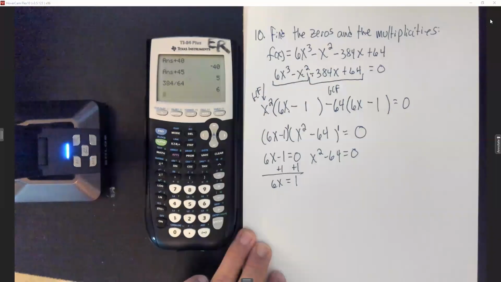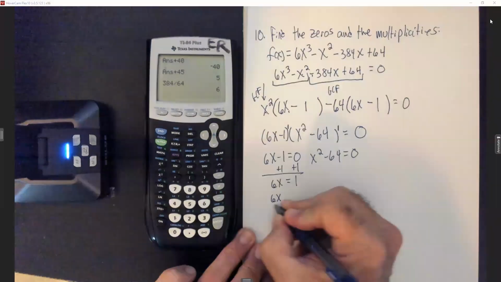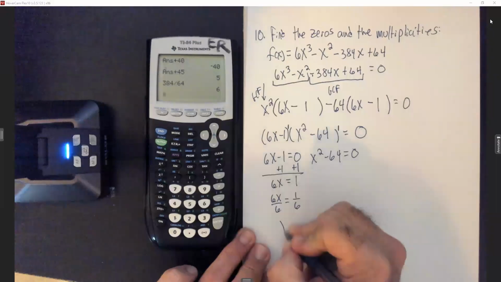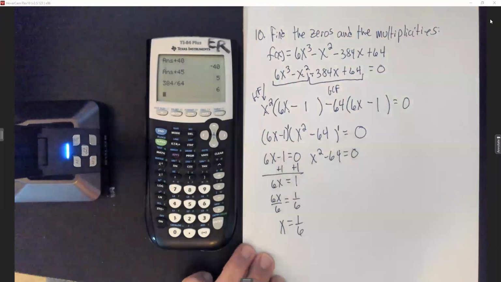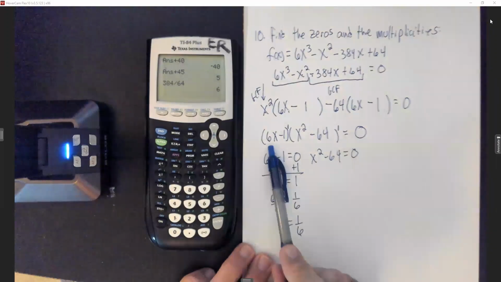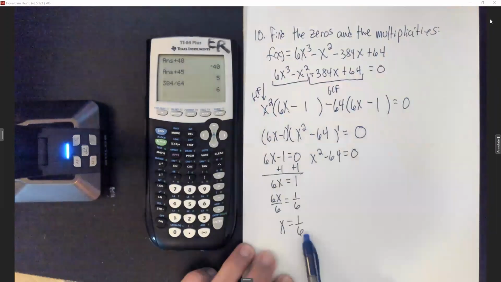And then to solve that, divide both sides by 6. So my first 0 is going to be 1 over 6. Anytime you have numbers in front of the x like this, you're always going to get a fraction.